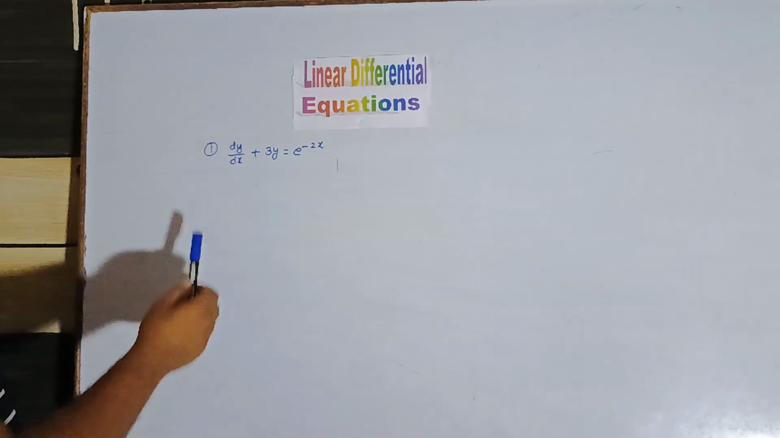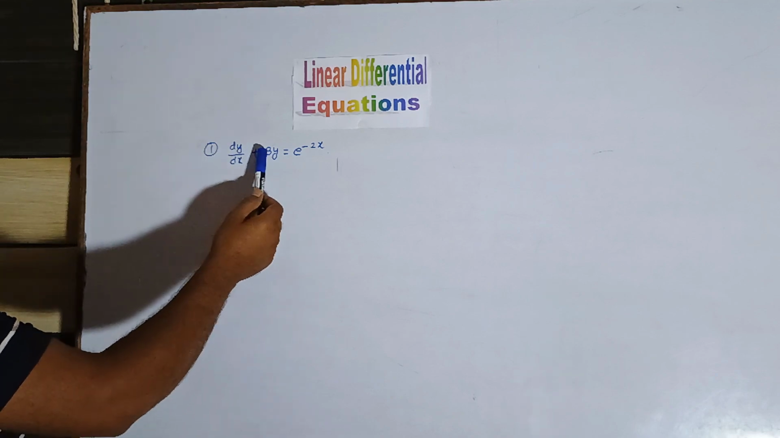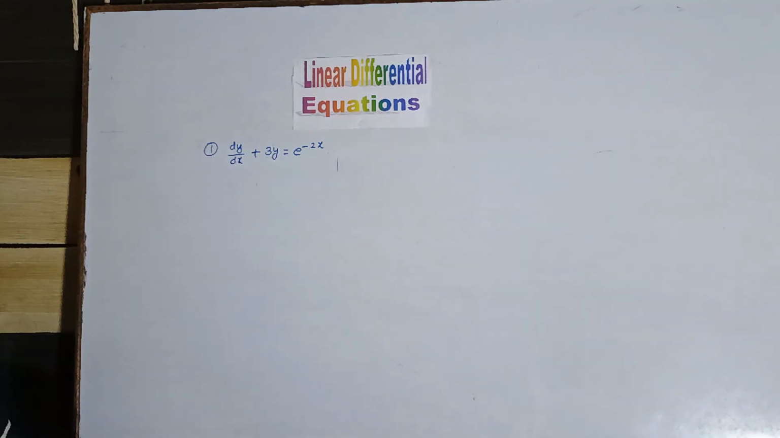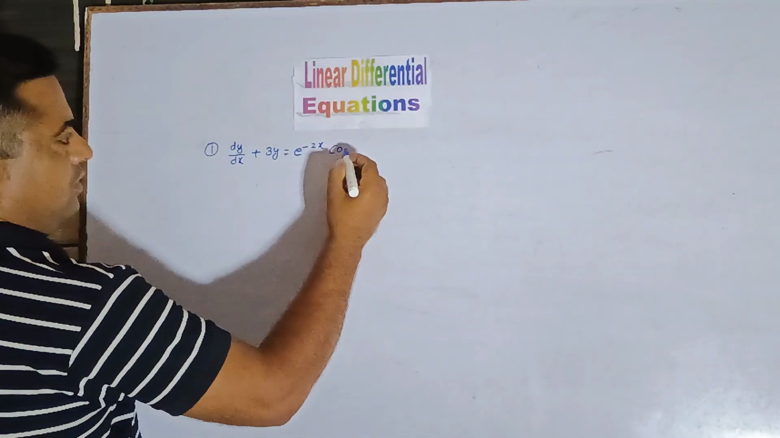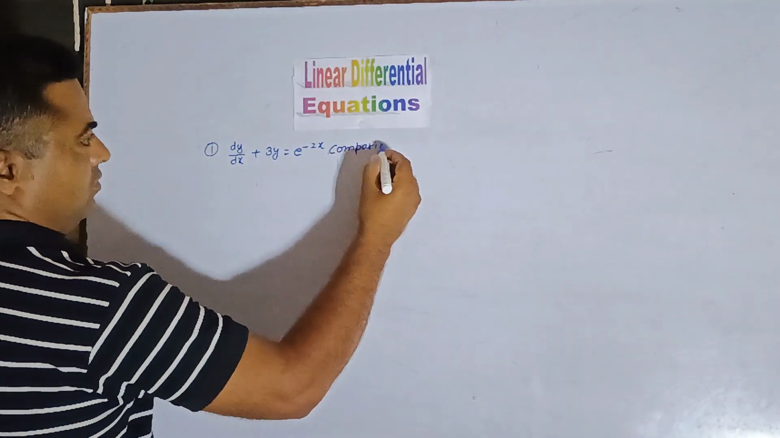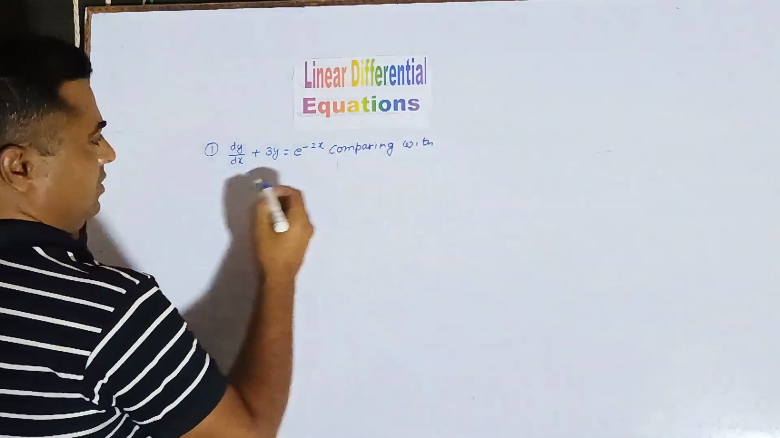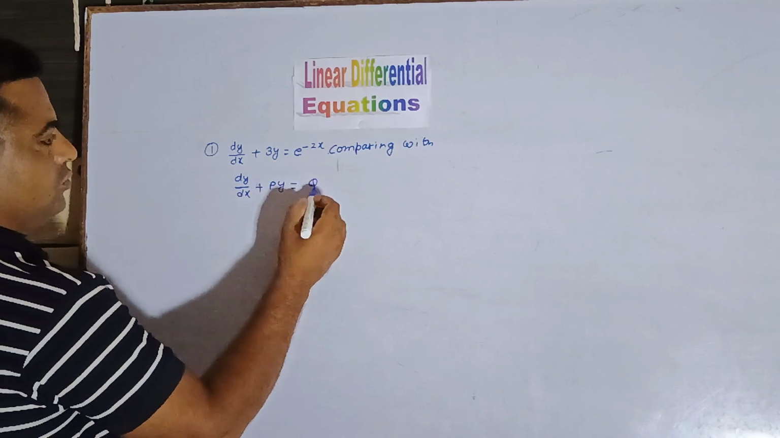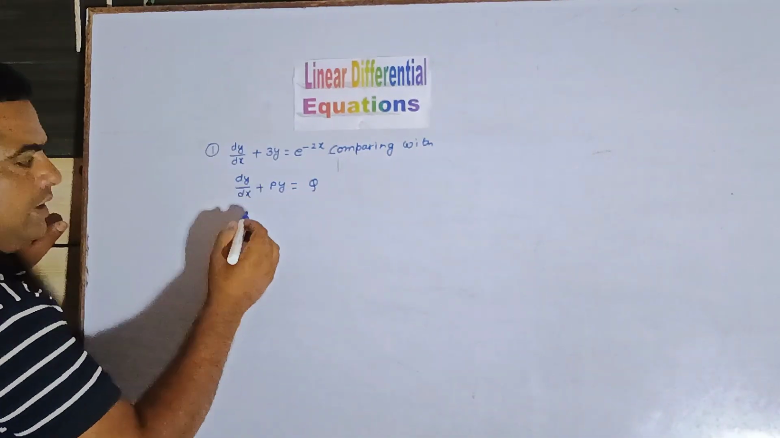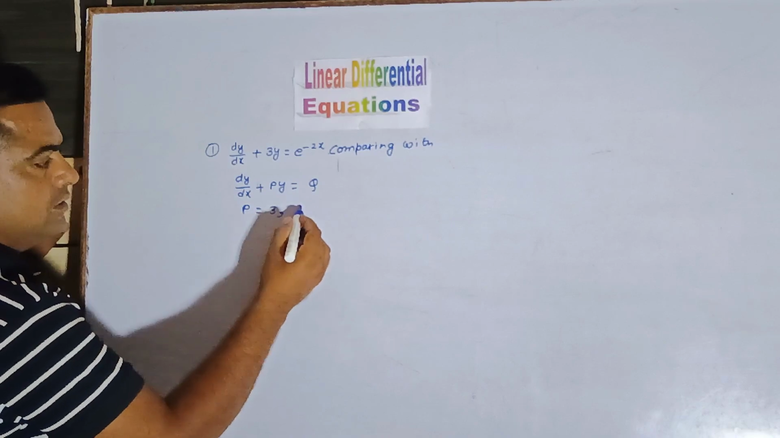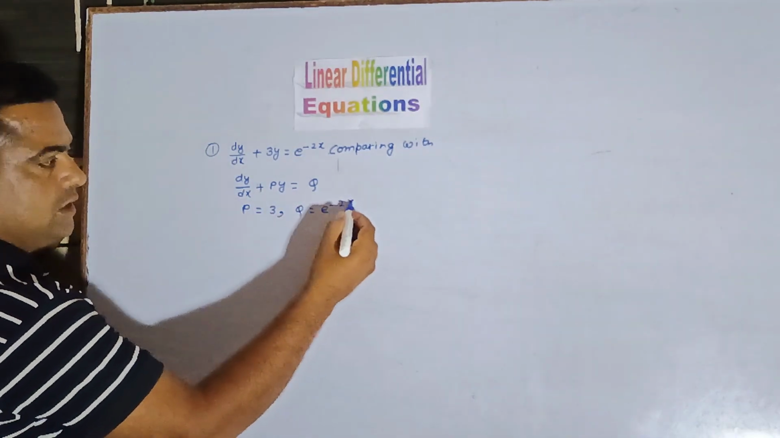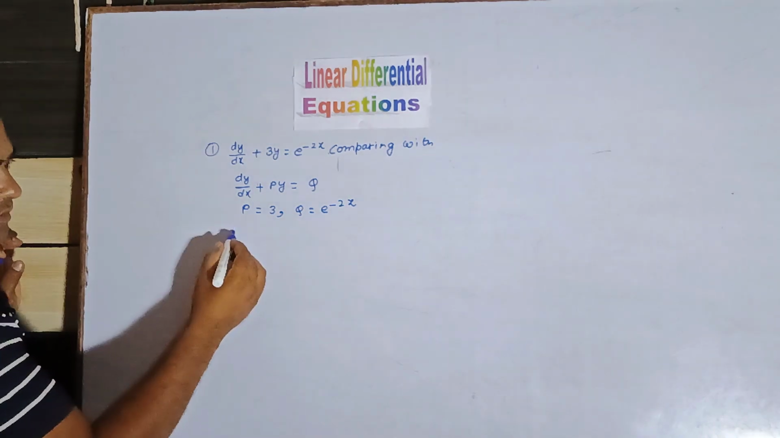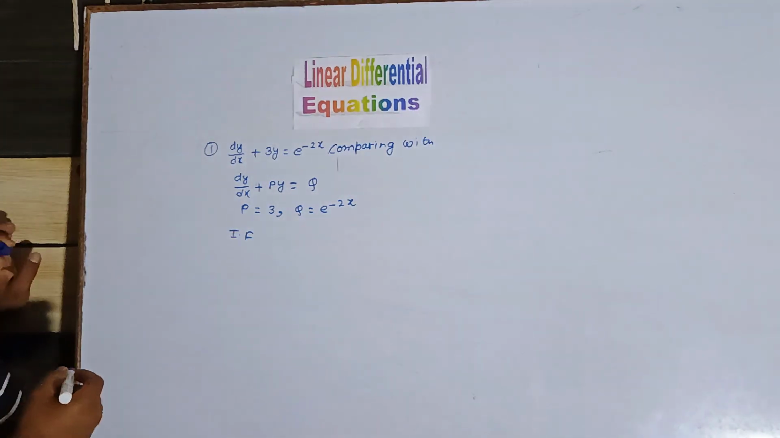Students, our question number 1: dy over dx plus 3y is equal to e to the power minus 2x. We can see this is a linear differential equation. We have to find the solution of this equation. So we are comparing with the standard form dy over dx plus py is equal to q. We can see here the value of p is 3, and the value of q is e to the power minus 2x.